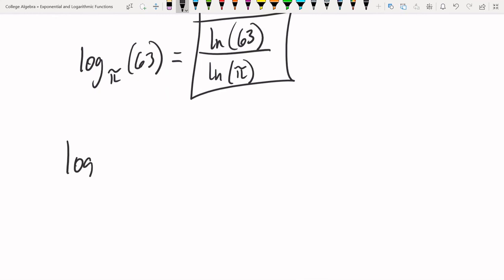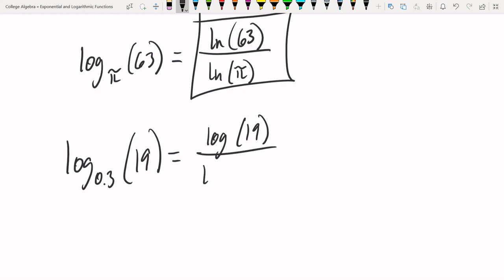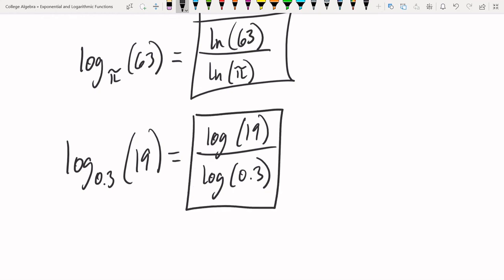Likewise, log base 0.3 of 19 changes to log base 10, the inside on top, and the base on bottom. And so now I have a logarithm base 10 instead of log base 0.3. And that's how you use the properties of logarithms.